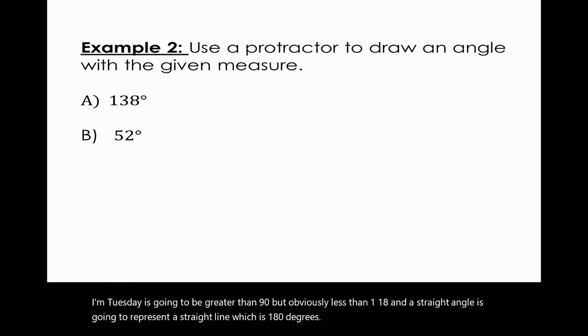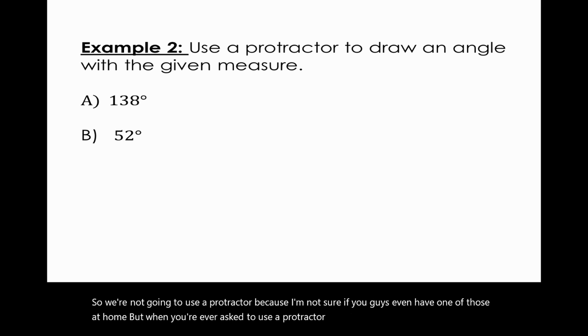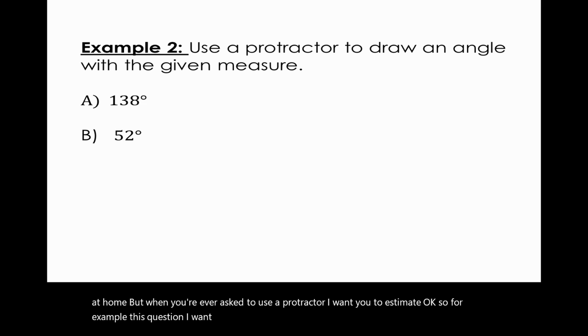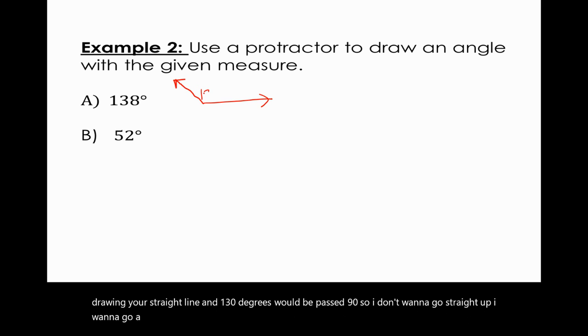So we're not going to use a protractor because I'm not sure if you guys even have one of those at home. But whenever you're asked to use a protractor, I want you to estimate, okay? For example, in this question, I want you to roughly draw 138 degrees. You're always going to start by drawing your straight line, and 138 degrees would be past 90. So I don't want to go straight up, I want to go a little bit more, and that would be about 138 degrees.